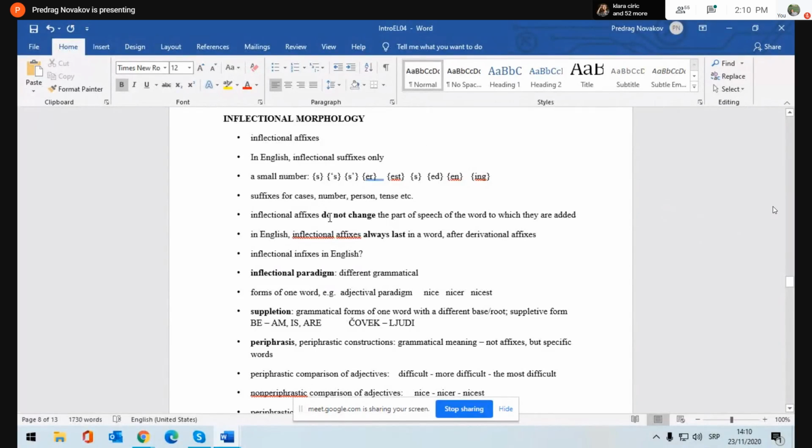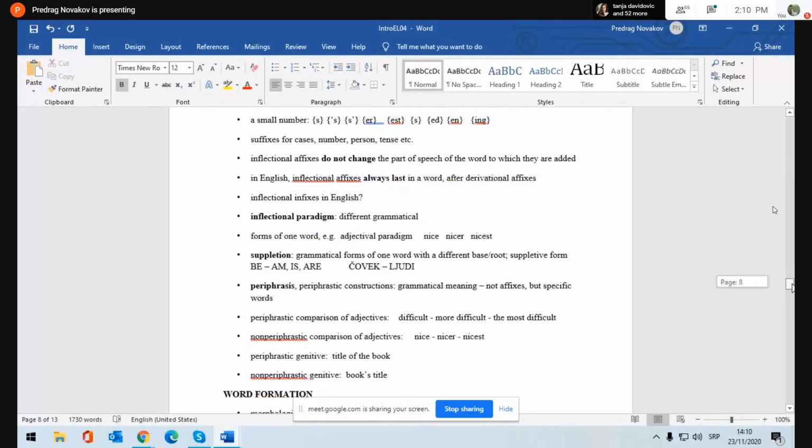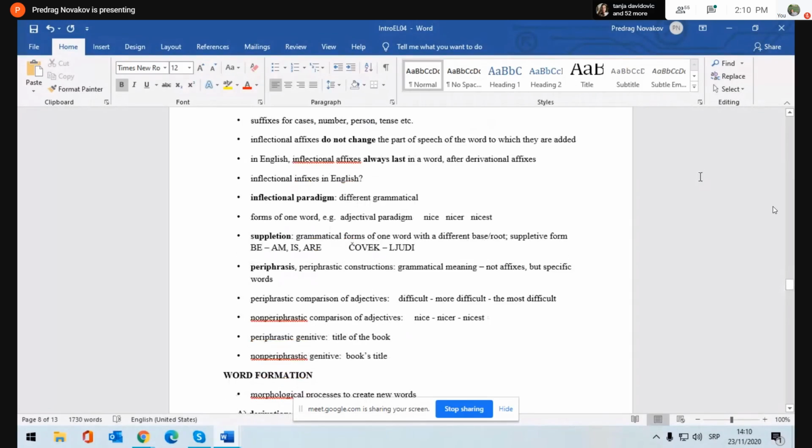This is important. Inflectional suffixes do not change the part of speech to which you add them. If you start from a noun and add an inflectional suffix, it is still a noun: book, books. If you start from a verb, it is still a verb if you add an inflectional suffix. The second feature of inflectional suffixes or affixes is that they always come last in a word.